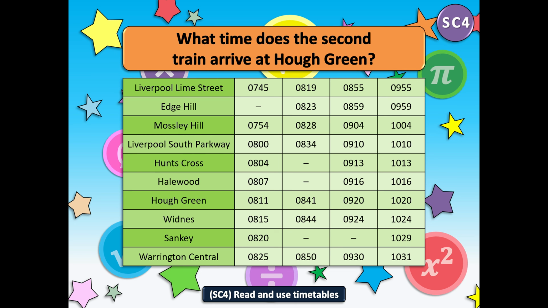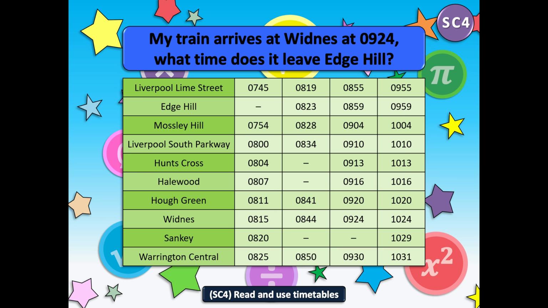What time does the second train arrive at Hough Green? So we look at the second column and we go down to Hough Green, and that's at 8:41. My train arrives at Widnes at 9:24. What time does it leave Edge Hill? So to answer this question, if we go across from Widnes to 9:24, so that's the third column, and then go up to Edge Hill to see what time the third train arrives at Edge Hill, and that's at 8:59.